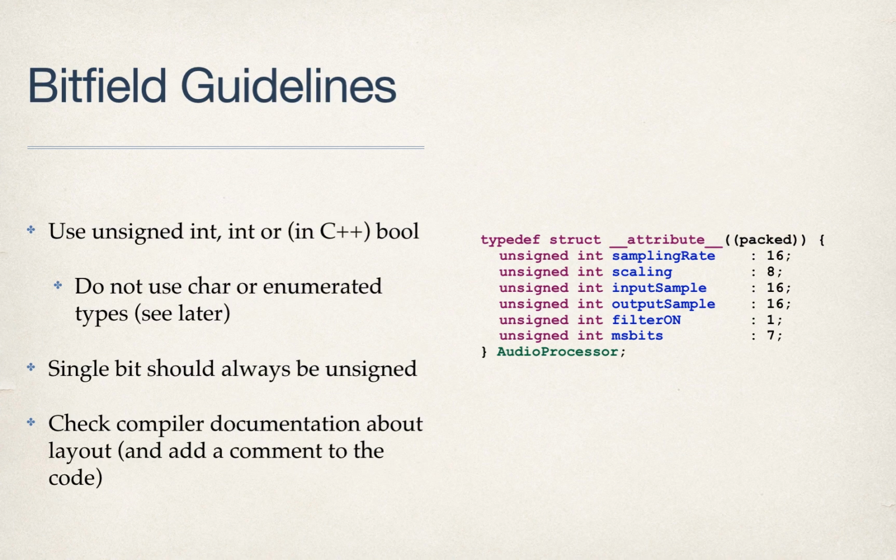So basic guidelines: use int, unsigned int, or in the case of C++, Boolean. Do not use char or enumerated types, which we'll talk about later. A single bit should always be unsigned. It's nonsense to talk about signed. Check the compiler documentation, look at the rules, and use any directives that are provided.